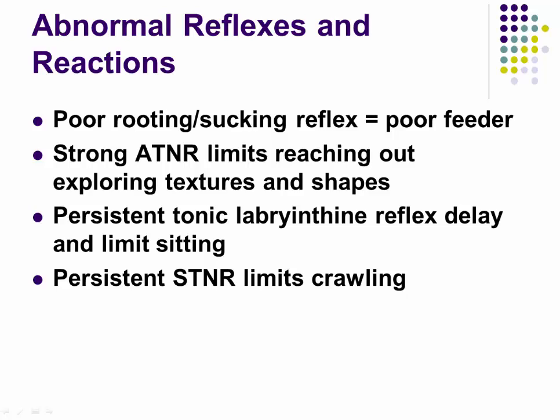A strong ATNR limits reaching out and exploring textures and shapes. If every time the child moves their head, their arms have to go in position, it's not going to make them very functional. Another example is a persistent tonic labyrinthine reflex. If it's delayed, it's going to limit sitting. And a persistent STNR will limit crawling.